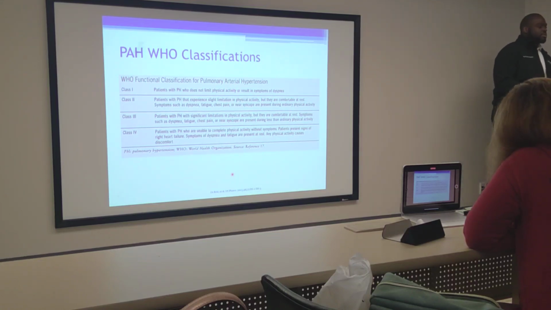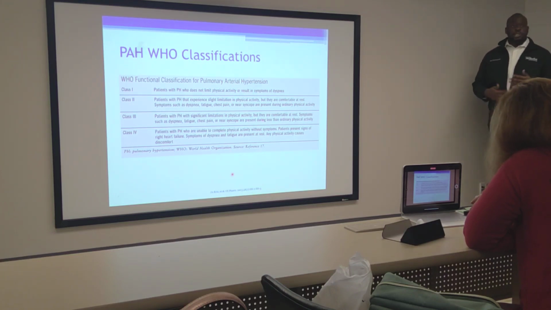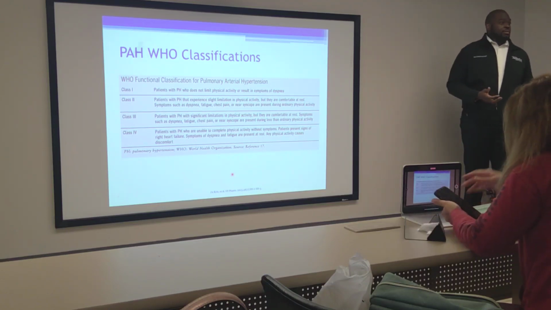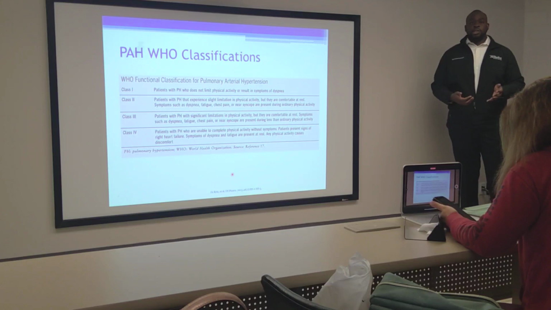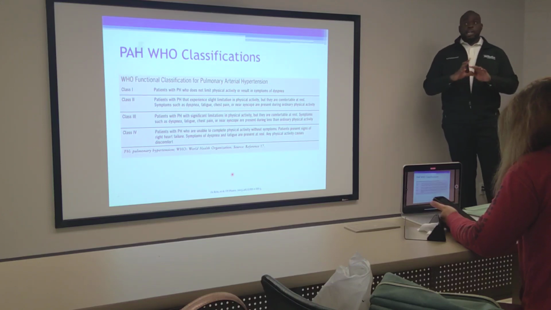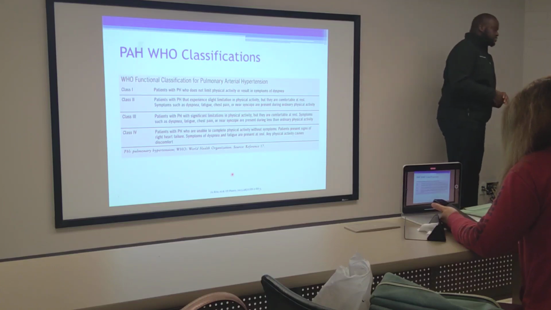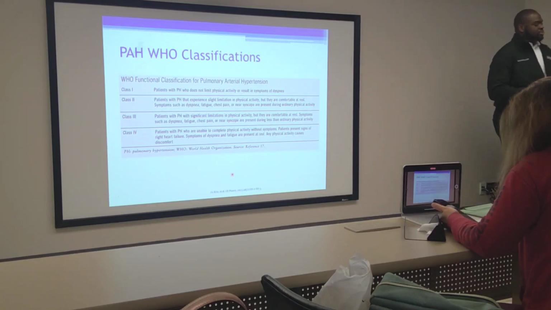So class 1 will be patients with PAH who do not have limited physical activity or symptoms of dyspnea. So these patients are pretty much asymptomatic. They have pulmonary hypertension, but they walk around like you and me without any issues. And then you have your class 2, which is your patient with PAH with slight limitation in physical activity, but they are comfortable at rest.